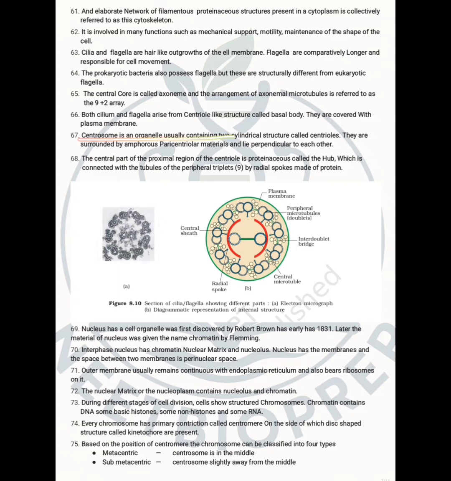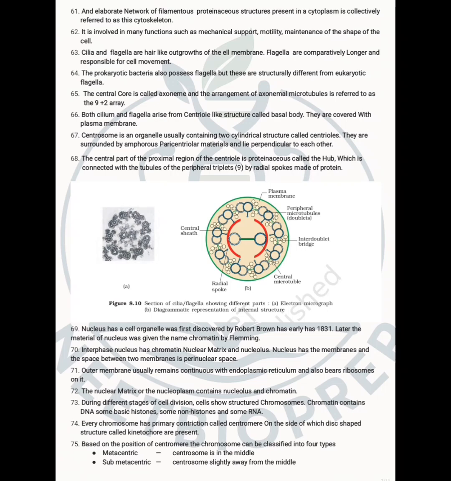Centrosome is an organelle usually containing two cylindrical structures called centrioles. They are surrounded by amorphous pericentriolar material and lie perpendicular to each other. The central part of the proximal region of the centriole is a proteinaceous structure called the hub, which is connected with the tubules of the peripheral triplets, which are nine, by radial spokes made up of proteins.